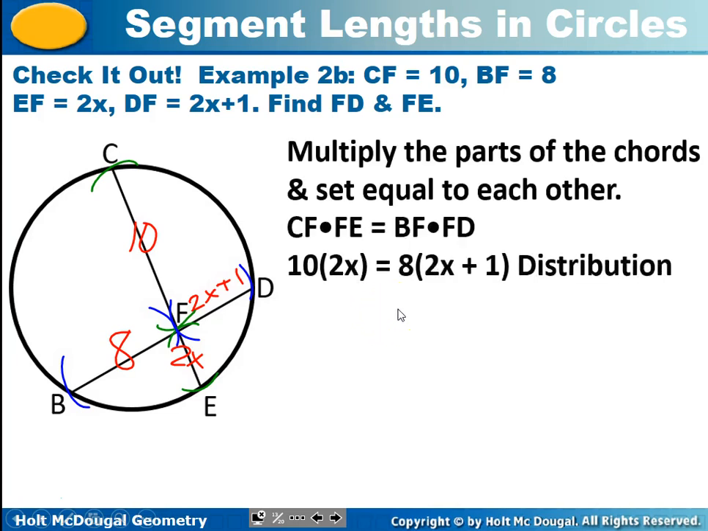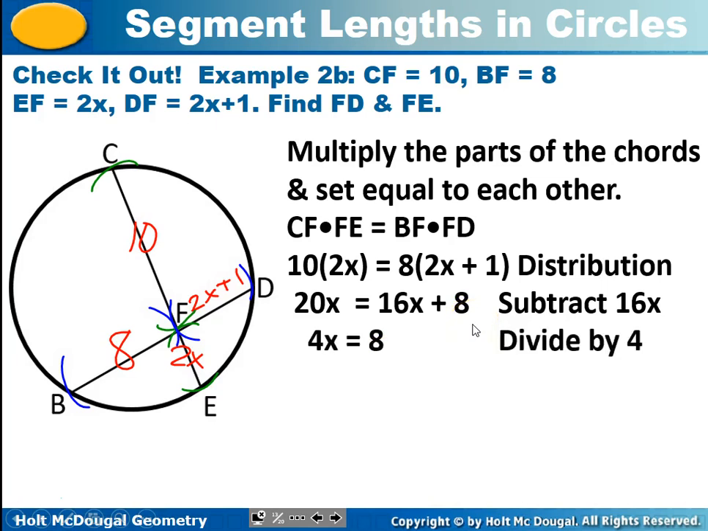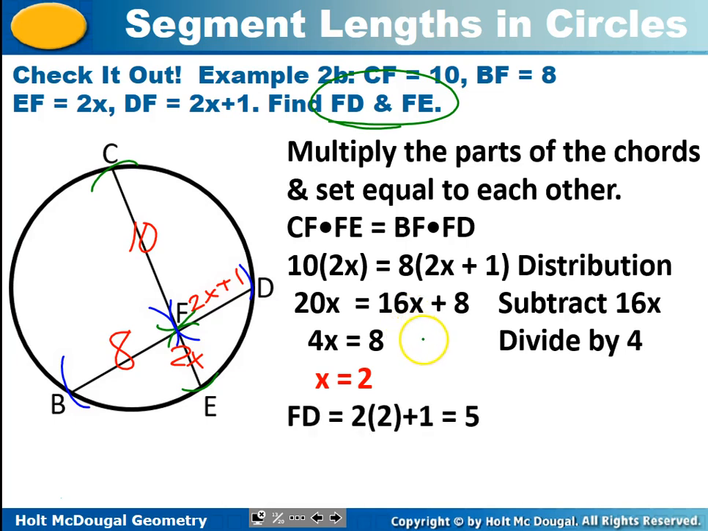So we get 10 times 2x and 8 times 2x plus 1. So we get 20x over here and 16x plus 8 over here. Subtract the 16x from both sides. We get 4x equals 8. Divide both sides by 4. We get x is equal to 2. Once again, let's check this. But truth be told, we are looking for up here FD and FE. So let's go ahead and plug that x in. So when we do that, FD is equal to 2 times 2 plus 1, that's 5. FE is equal to 2 times 2, that's 4.